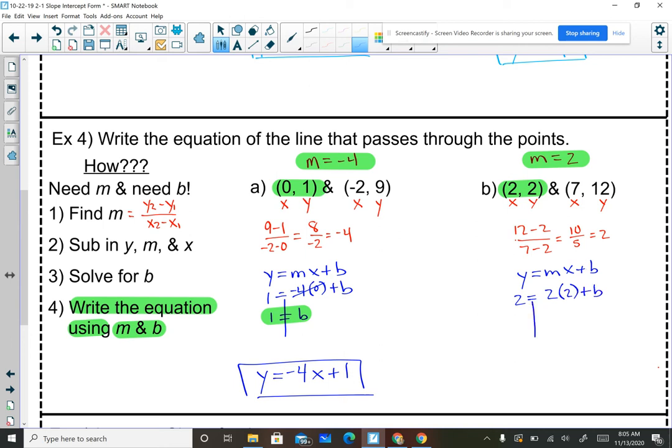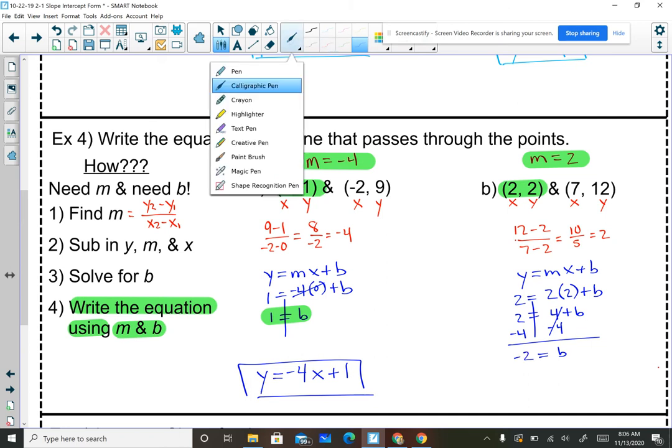So I'm going to pull that line down. And what we're going to do here is 2 times 2 is 4 plus b equals 2. So 2 times 2 is 4. And then I brought down the b and I brought down the 2. And now this one I have to solve for b. So I'm going to subtract the 4. Okay, when I solve that, I get b equals 2 minus 4 is negative 2. So I just got my b.